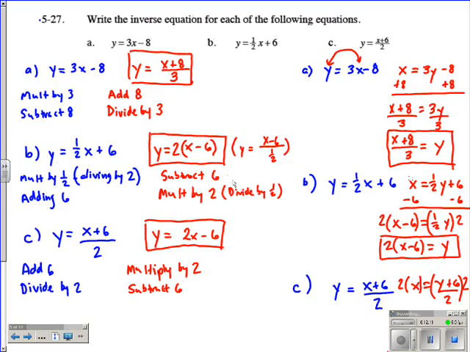This is problem 5-27. This is 2 different methods for doing the same thing. Hopefully you understand at least one of them there. If you have questions, make sure you ask your teacher.